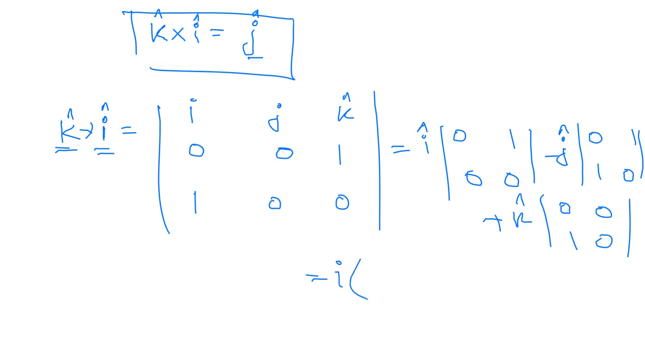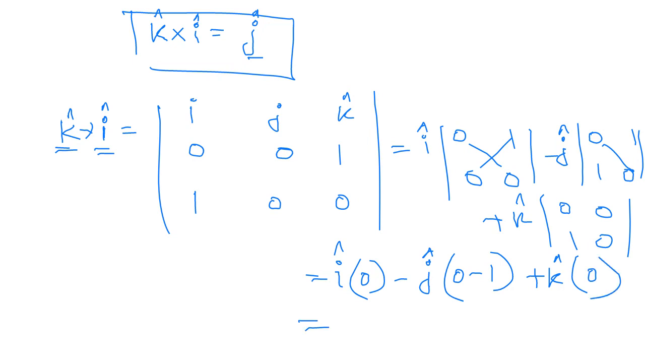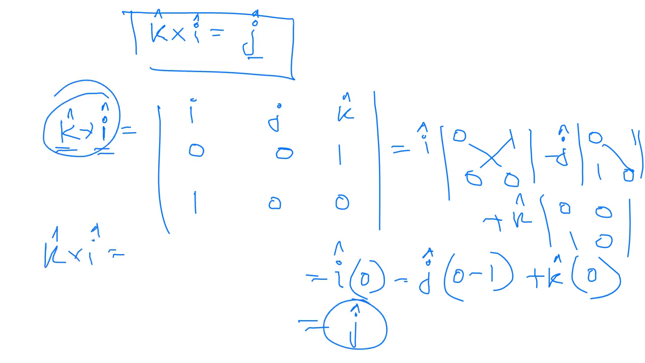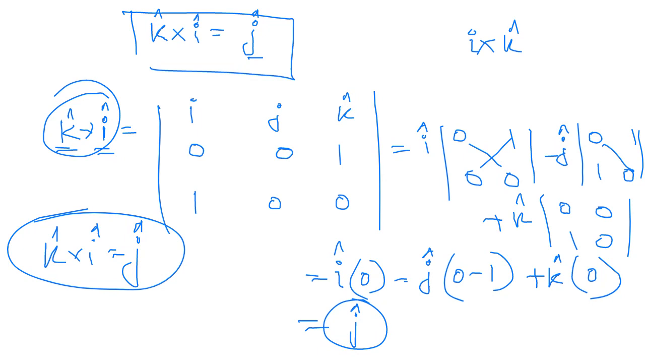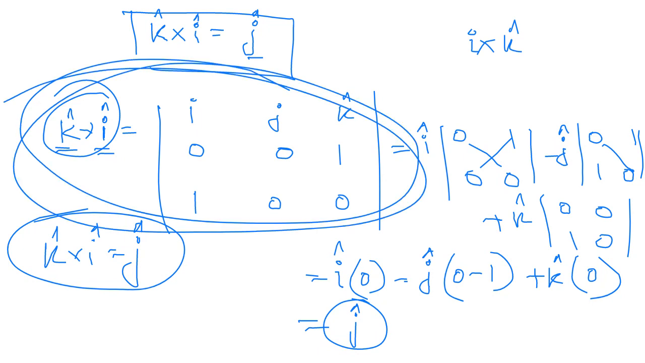So I becomes 0, minus J becomes minus of 0 minus 1, and K becomes 0. So minus and minus make plus, so only J remains. That's why you can write K cross I is equal to J. This is a simple explanation of the cross product. If you forget what I cross K or K cross I is, you can work it out using the definition of the cross product. Is this clear?